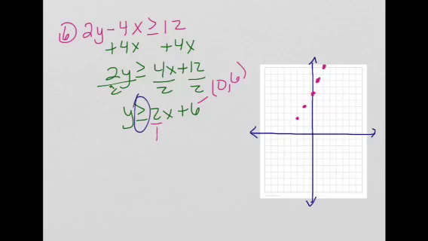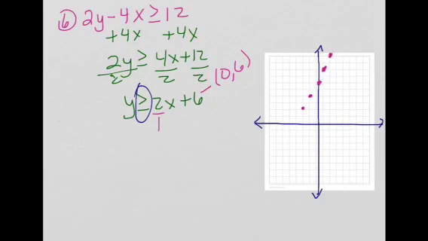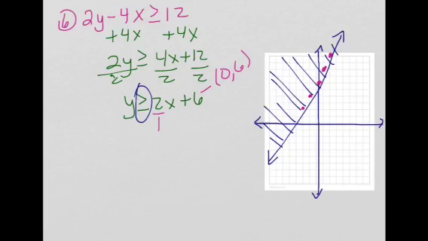We're going to notice that this is greater than or equal to, which means that line is going to be solid. And greater than means it's going to be all the y values that are above that line. Now I can also check by using the origin. Looking at this point right here, which is not on the graph.